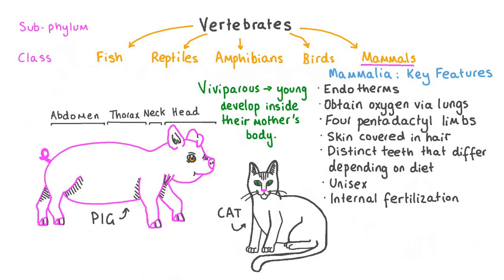Most mammals, including pigs and cats, are viviparous, which means their young develop inside their mother's body. And when their baby is born, the mammalian mother tends to produce milk in her mammary glands to feed her young. Mammals are an incredibly diverse group of vertebrates, however, so let's compare some subclasses in a table to see how they can be distinguished from each other.